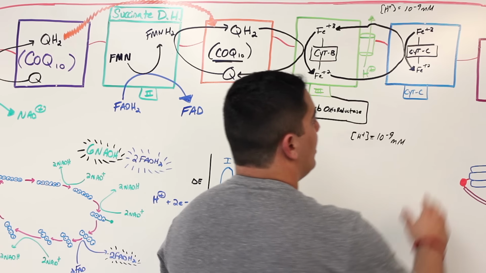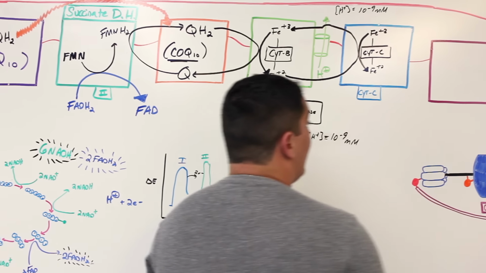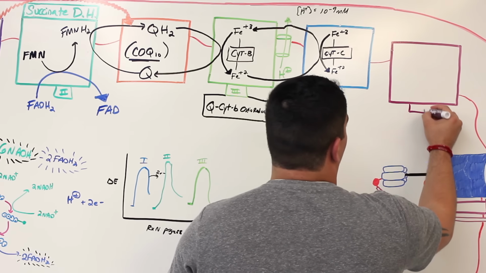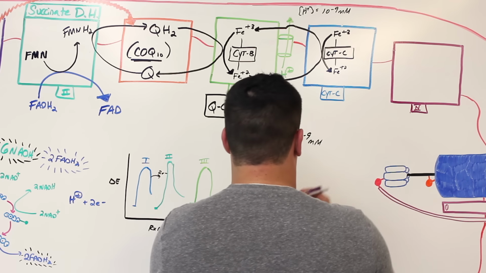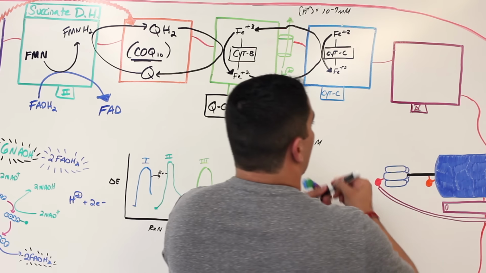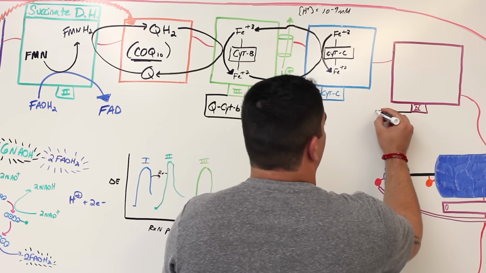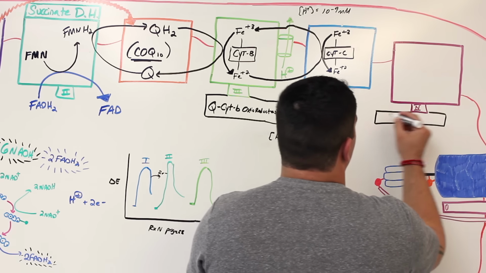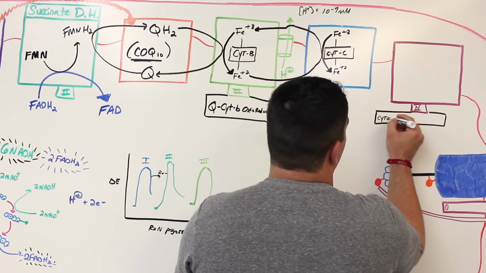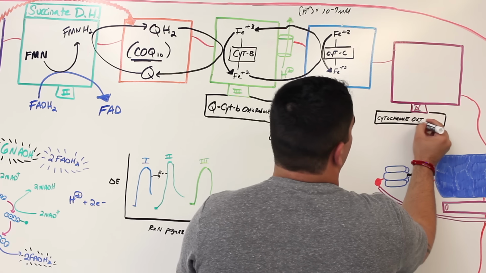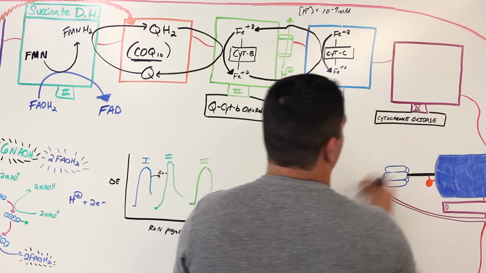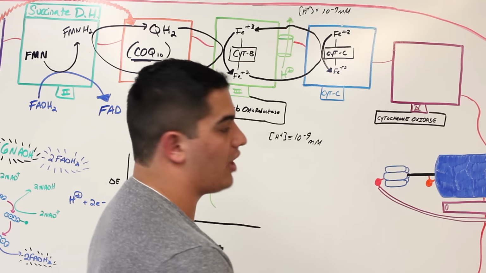Then what happens? Then we go on to the last one. The last one is called complex 4. Or, like always, it can also have another name. They also call this Cytochrome Oxidase. And you'll see why they call it oxidase. This is a very, very important complex.